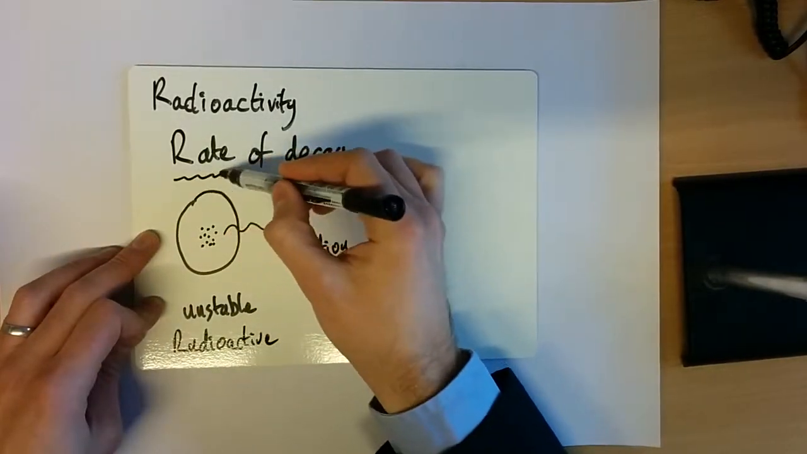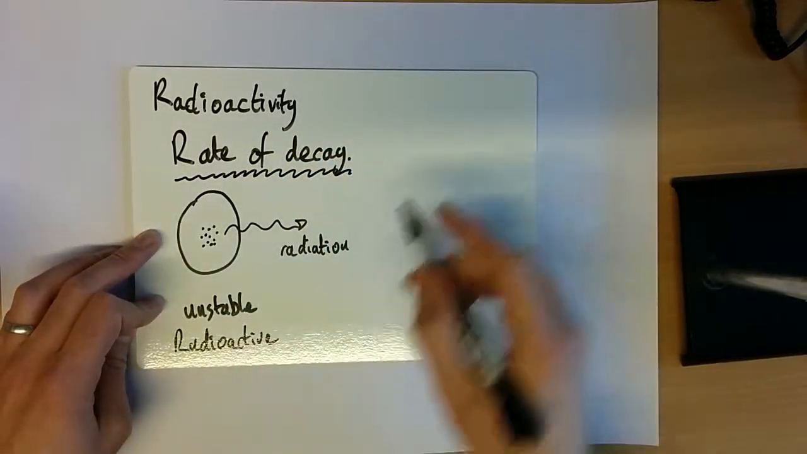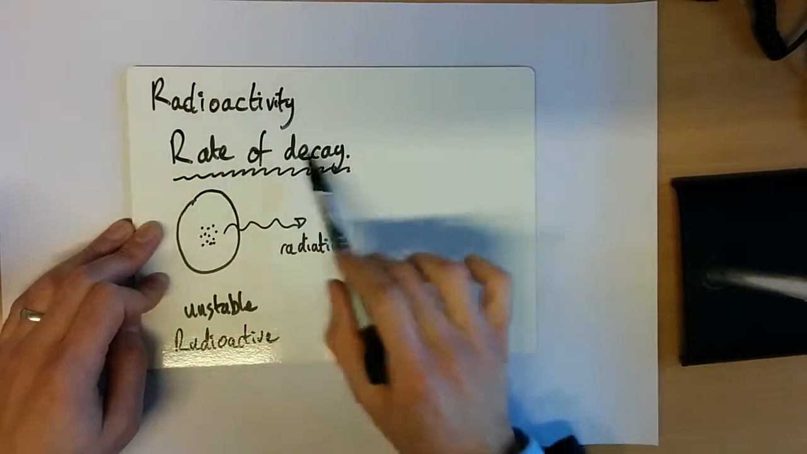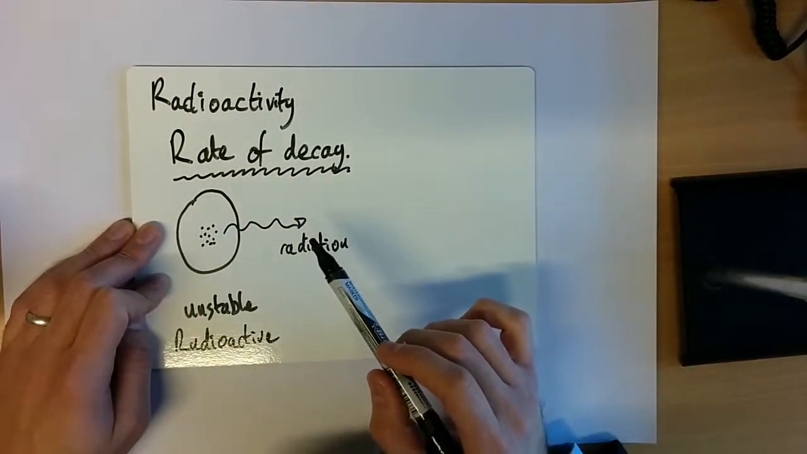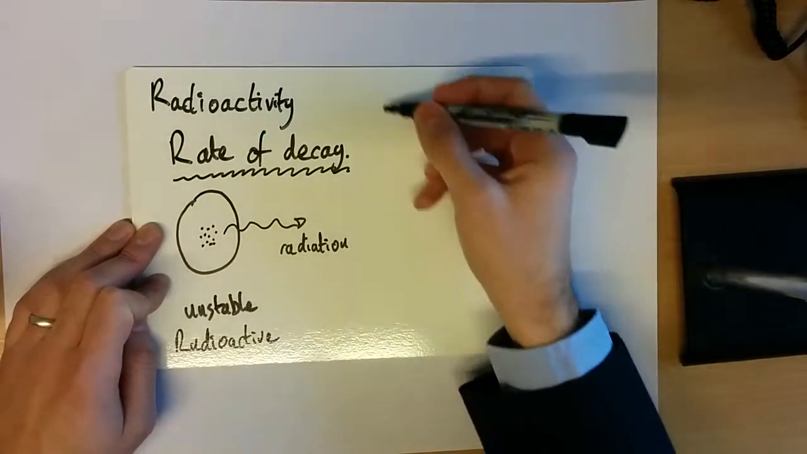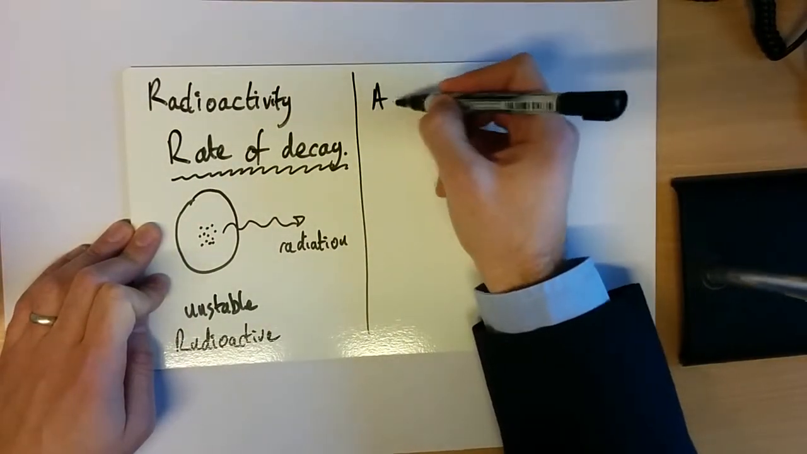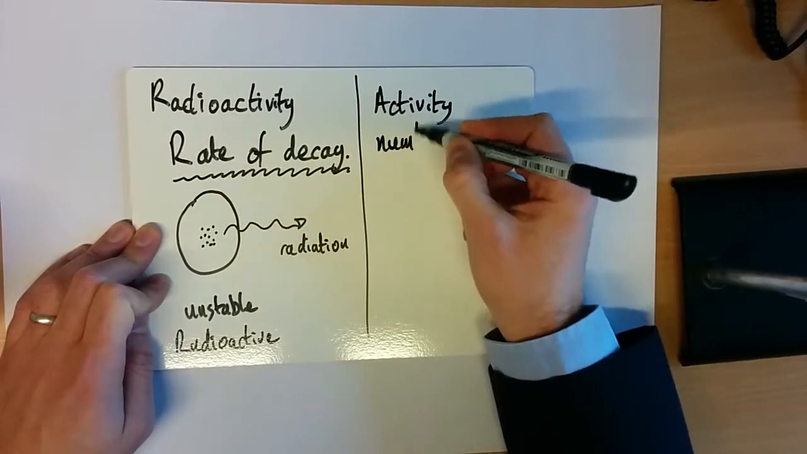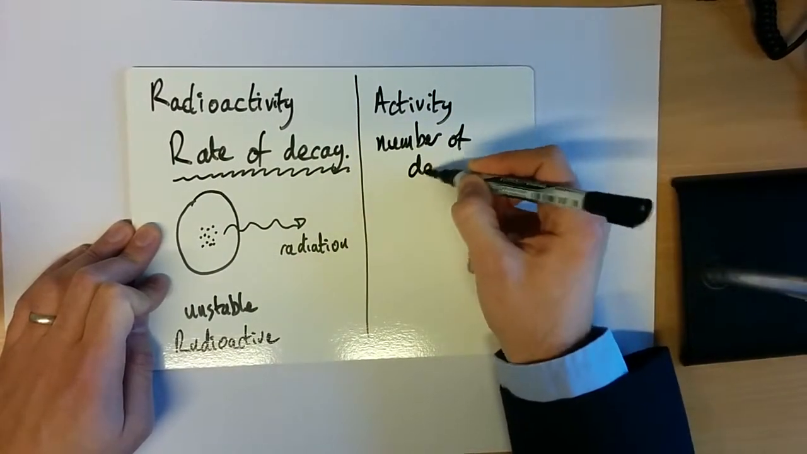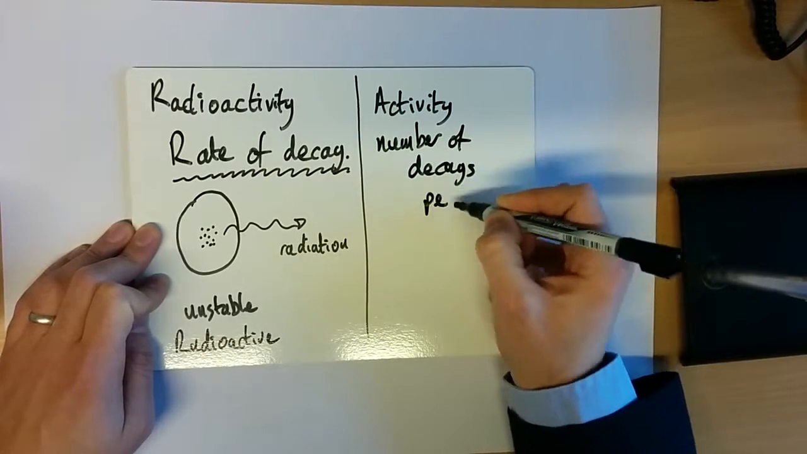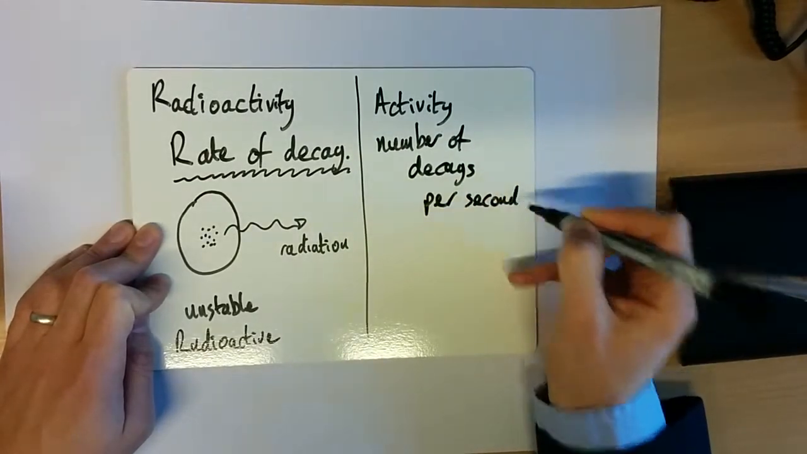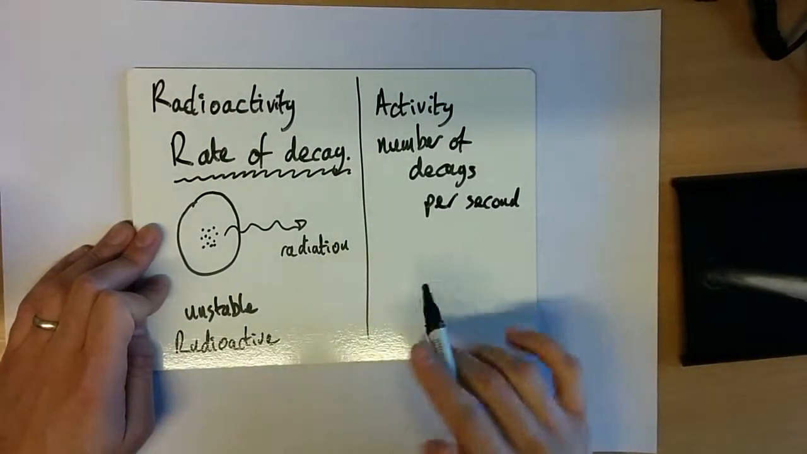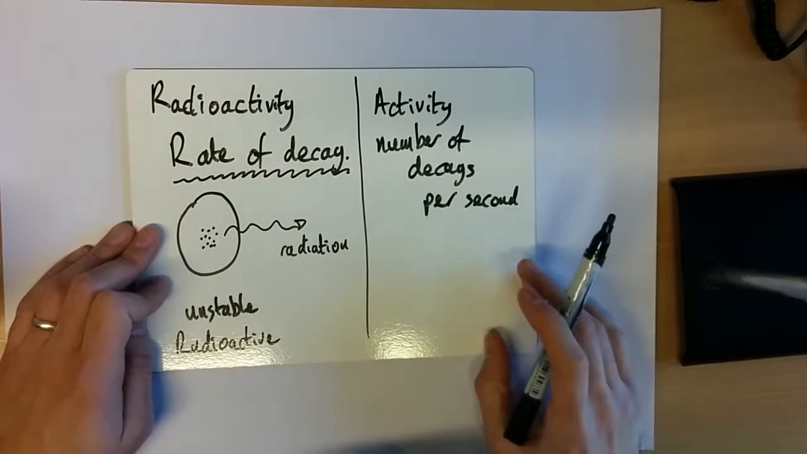But we want to know how quickly, how much radiation per second, how quickly does it decay, the rate of decay. So we call something the activity, which is the number of decays per second. Okay, so it's the number of radioactive decays per second. And we want to know how quickly that happens.